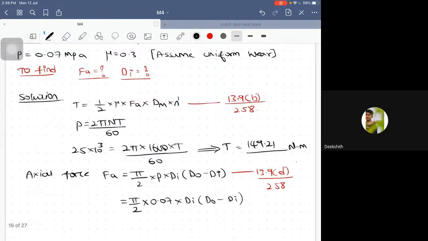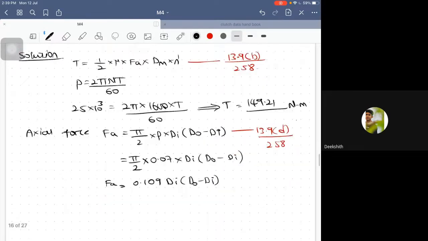From this, just give me this value, pi by 2 into 0.07. Do not substitute now, because later it has a chance of cancellation, so that's why I'm waiting. It is 0.109 di cross d naught minus di. Take this as equation number 1 for our reference.